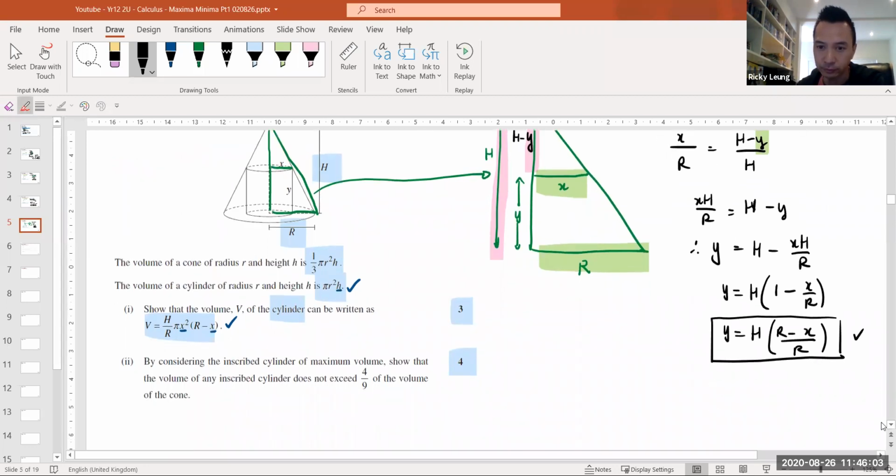Now, volume of cylinder is, for this one, the radius is X and the height is Y. And all I'm going to do is pop this value of Y in, and let me just have a quick glance. Perfect, and it's done.